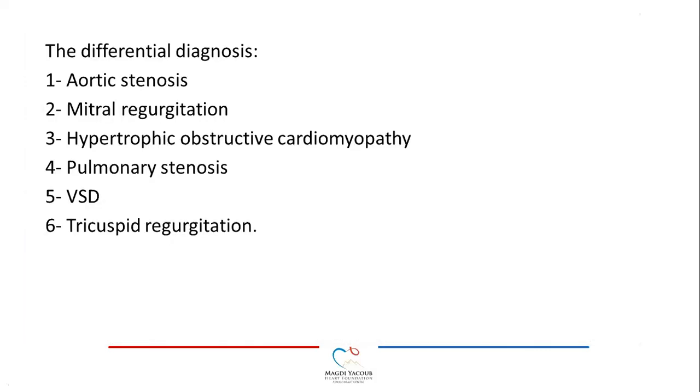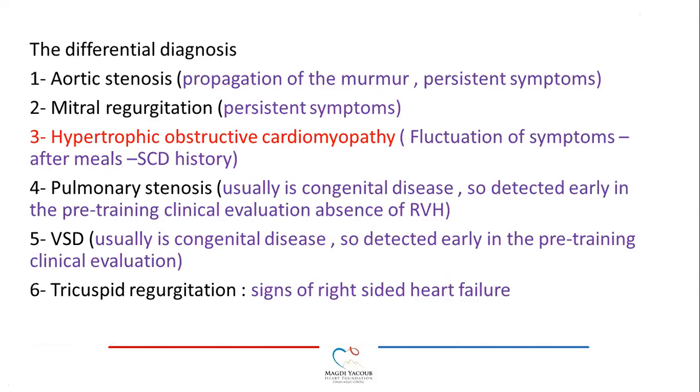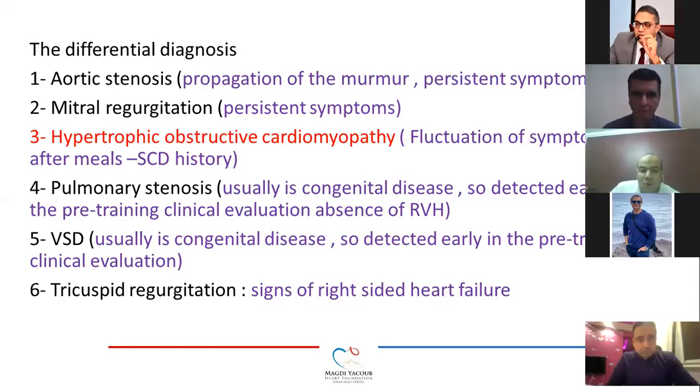So at this point, I think the differential diagnosis will be one of these lesions. Maybe an aortic stenosis, it may be mitral regurgitation, it may be hypertrophic obstructive cardiomyopathy, it may be pulmonary stenosis, it may be VSD, it may be tricuspid regurgitation. And at this point, from the previous clinical information, we can choose the most appropriate diagnosis. We can exclude the aortic stenosis from the propagation of the murmur. It's not propagated to the neck vessels as in most of the cases of aortic stenosis. And most of the aortic stenosis cases usually have persistent symptoms, but our patient reported that her symptoms are usually fluctuating.